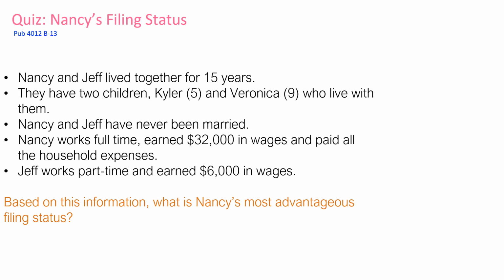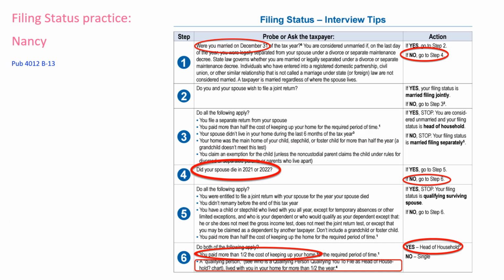Let's try another example for determining the head of household filing status. Nancy and Jeff live together with their 2 children but have never been married. Nancy paid all of the household expenses. What do you think Nancy's most advantageous filing status is? Let's run through the steps again. Nancy was not married and did not have a spouse who died. She paid all the household expenses. Nancy has 2 children who live with her for the entire year, so she qualifies for head of household.